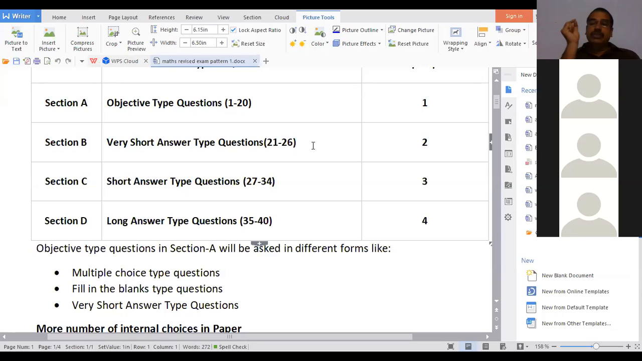In linear equations in two variables, the cross multiplication method is not there. The other two methods are there: substitution method and elimination method. And in quadratic equations, the completing the square method is not there. These are the four chapters completed till now.